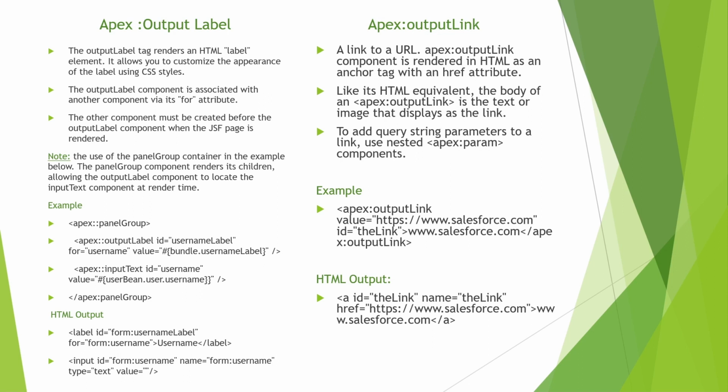Apex output link: a link to a URL. The Apex output link component is rendered in HTML as an anchor tag with an href attribute. Like its HTML equivalent, the body of an Apex output link is the text or image that displays as the link. To add query string parameters to a link, use nested Apex param components. Example. HTML output.